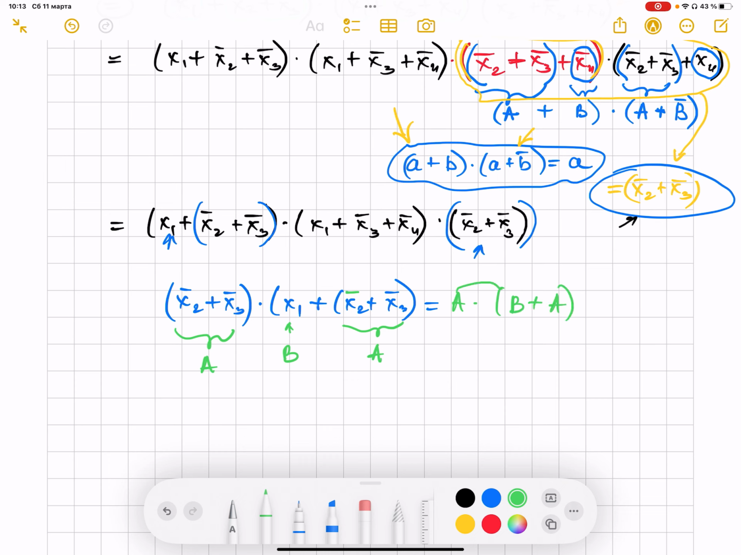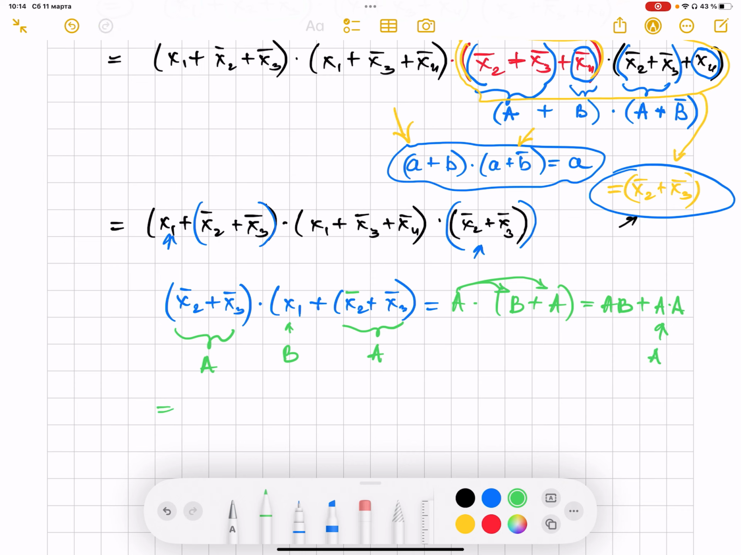So let's open the brackets and multiply. We have ab plus a multiplied by a, and you know that a multiplied by a, or let's say a AND a, is always a. For example, if a is 1, 1 multiplied by 1 is going to be 1. If a is 0, 0 multiplied by 0 is going to be 0, right? So let me delete it. That's why I'm going to write, instead of a multiplied by a, just a.